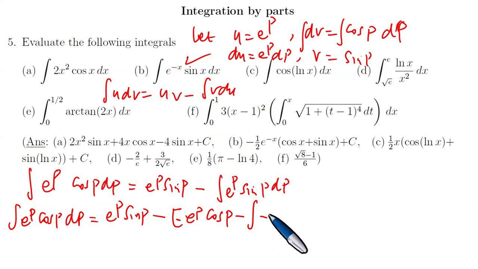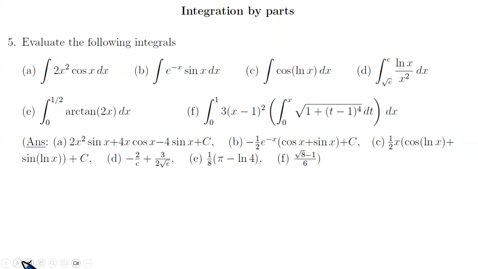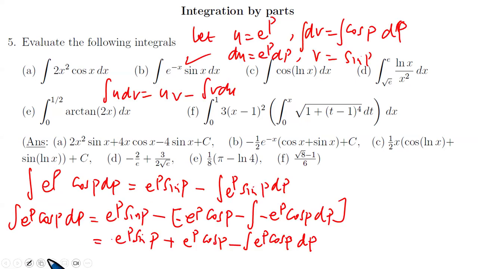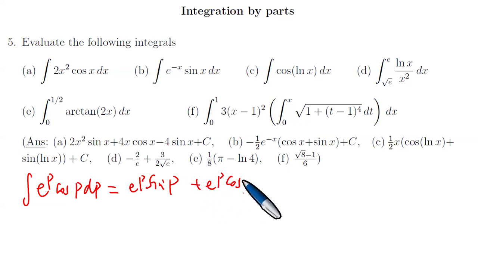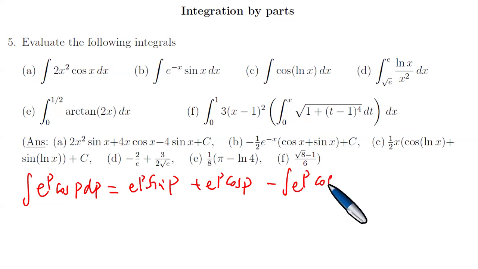And du becomes exactly that. So it's minus e to the p, when you integrate the sine you get negative cosine, dp. E to the p sine p plus e to the p cosine p. Okay, this is plus, and then this is plus, and then this is negative, cosine p dp. Right, so we're in business. We have the integral of e to the p cosine p dp, and this is e to the p sine p plus e to the p cosine p minus the integral of e to the p cosine p dp.